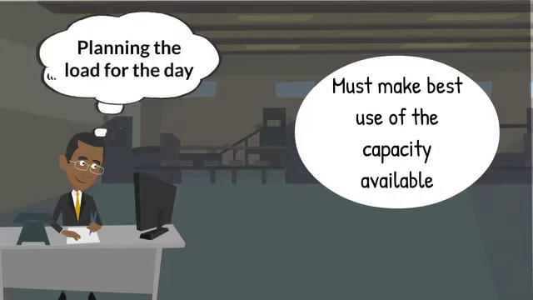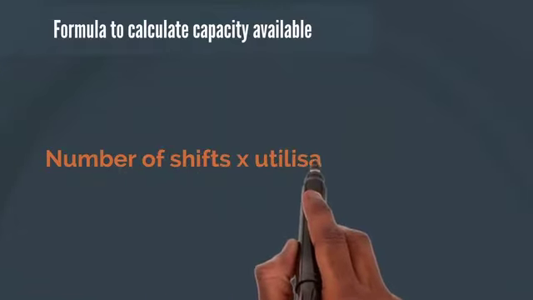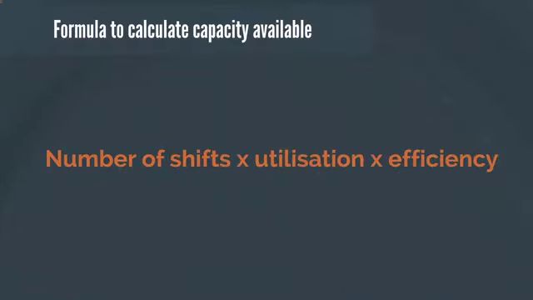When the production scheduler is in the process of planning the load for the day, all of these factors must be taken into account to make the best use of the capacity available. The formula that is used for calculating the capacity available is the number of shifts times utilization times efficiency.